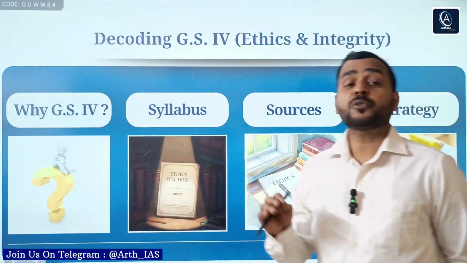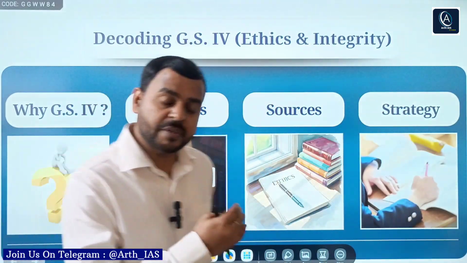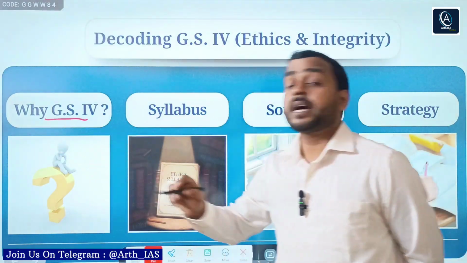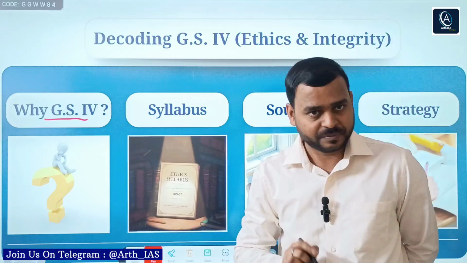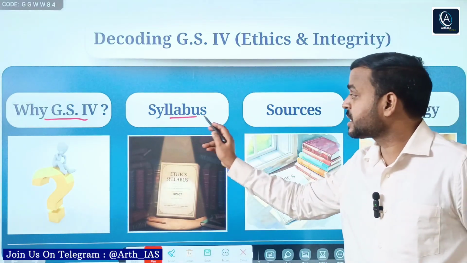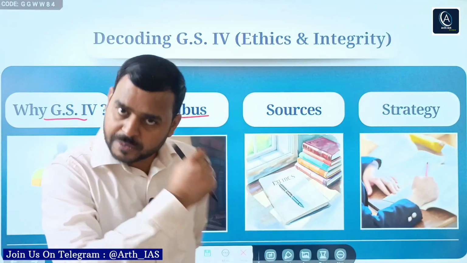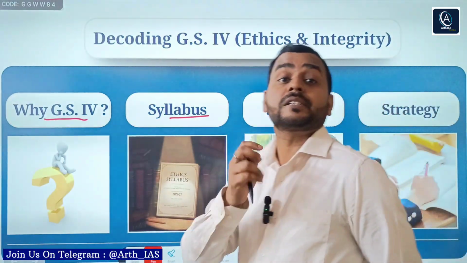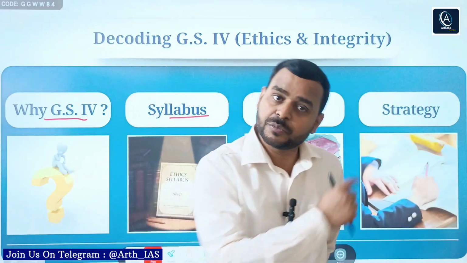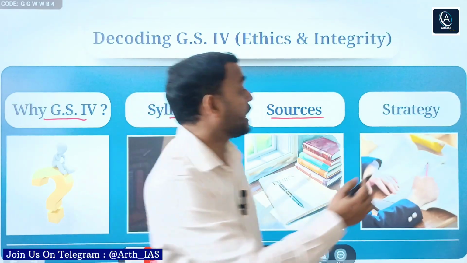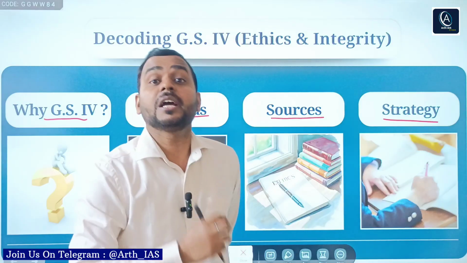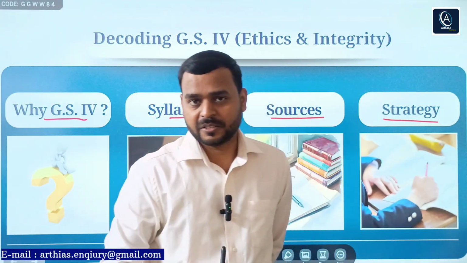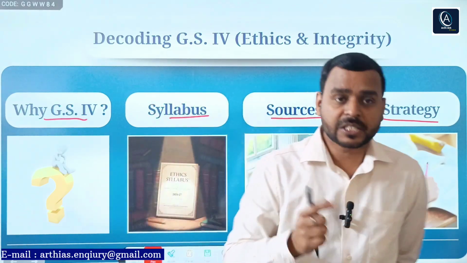In today's session we are going to discuss 4 key aspects of GS paper 4. What are these 4 key aspects? First we will discuss why GS paper 4 was introduced in the syllabus. Then we will discuss the syllabus, means all the key topics of the syllabus one by one. Apart from that, to complete the syllabus, you are required to read certain books, certain PDFs, certain study materials. We will discuss all these sources. And lastly, we will discuss the strategy. Strategy means as an aspirant, you need to do and you need to avoid certain things. So let's see.